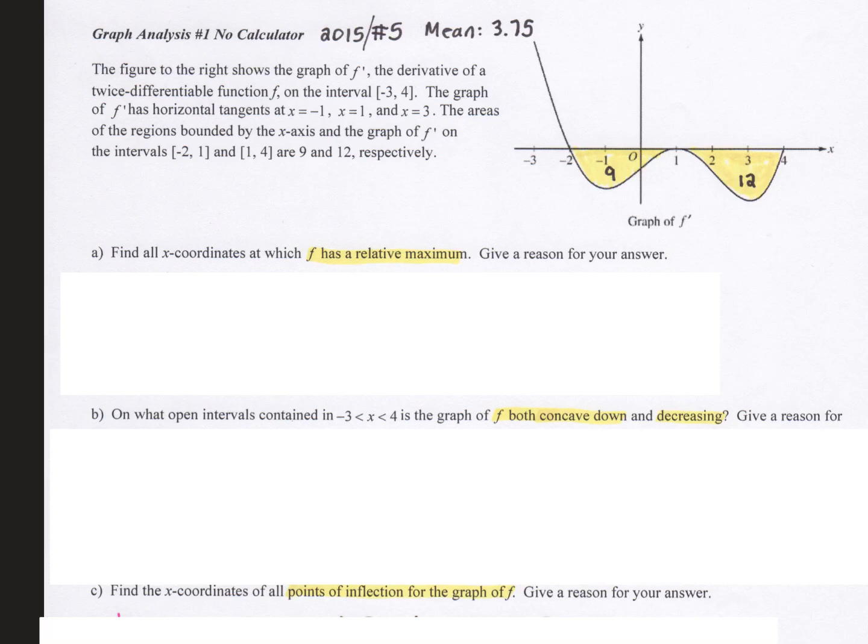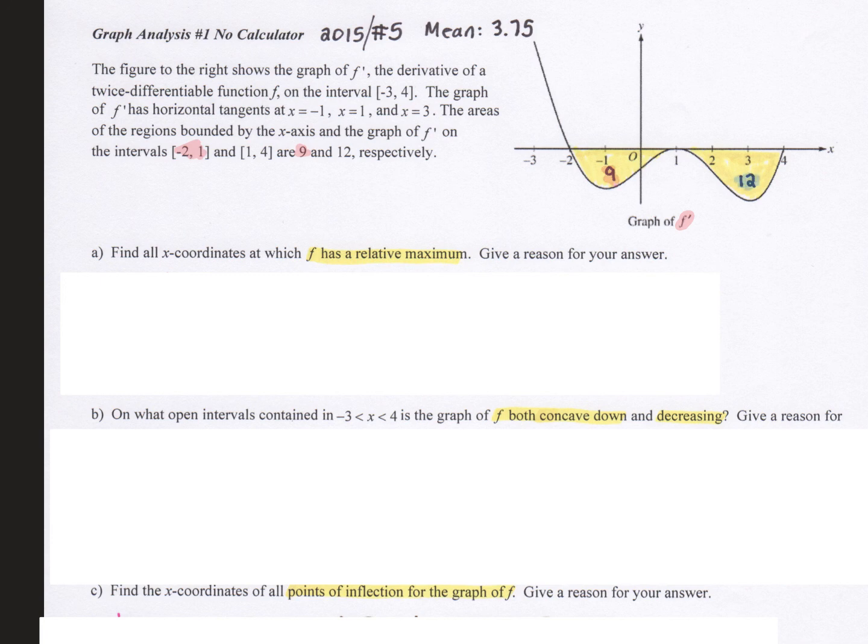Our first graph analysis question was from the 2015 exam. The mean score is 3.75. And in this question, I'm given a derivative graph. So this is f prime. And I am told that the area from -2 to 1 is 9. So the area of this region is 9. And from 1 to 4, the area is 12.